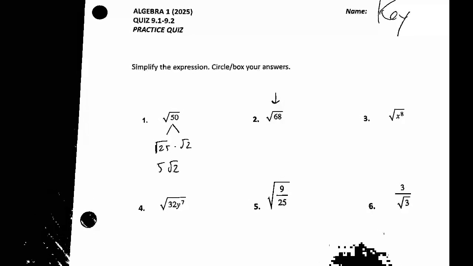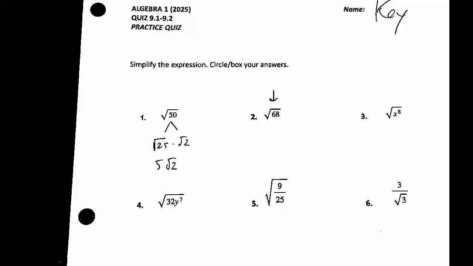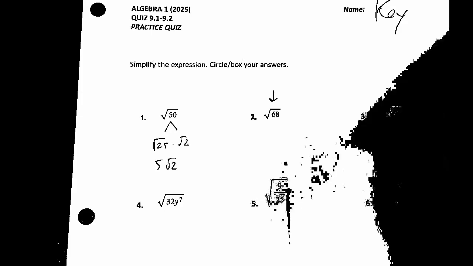All right, this is the answer key to the 9.1, 9.2 practice quiz. We already started with the first one in class. So when we're simplifying radicals, we're looking for the perfect radical that's inside. So root 50 has a perfect square in it, which is 25. So we have root 25 times root 2, and that can be simplified to 5 root 2.